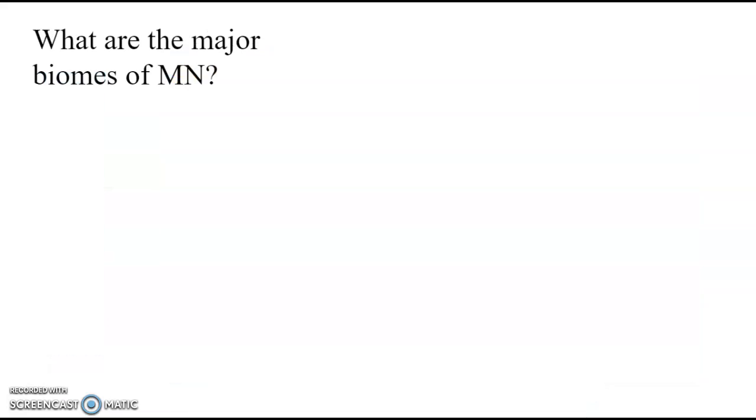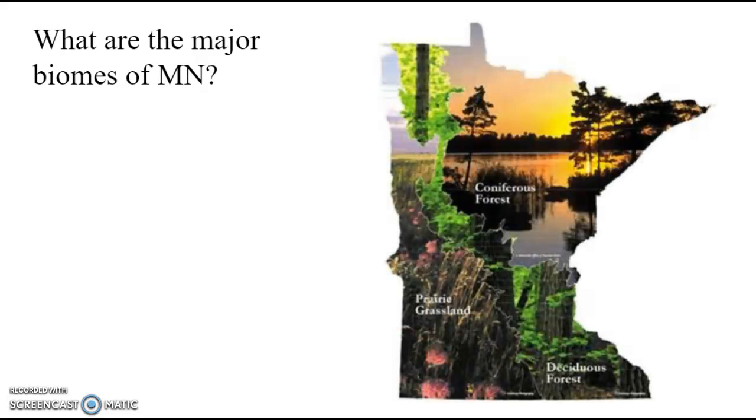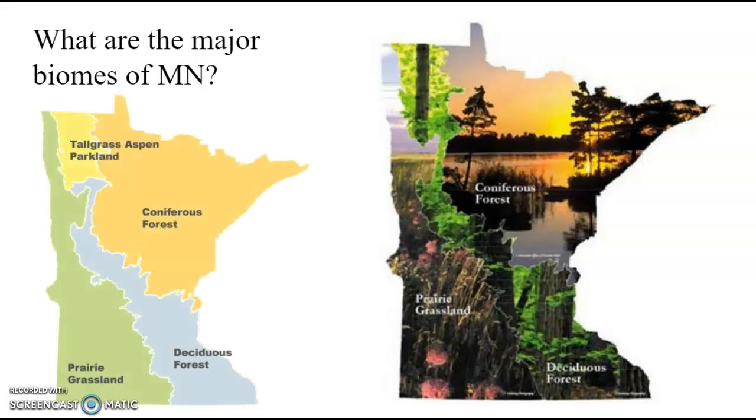We'll conclude with major biomes of Minnesota, which you should have some information on. We watched the video, did an assignment on that. Coniferous forest, prairie grassland, and deciduous forest. The DNR does like to talk about the tall grass aspen parkland, which is a blend of grassland and deciduous forest.